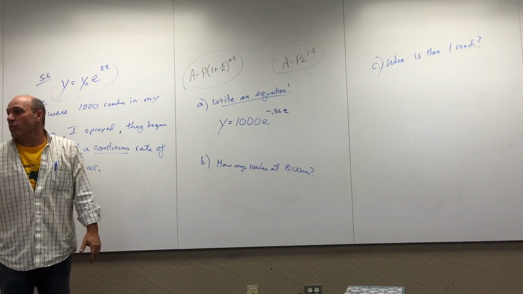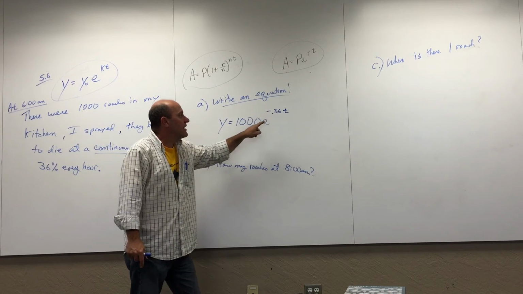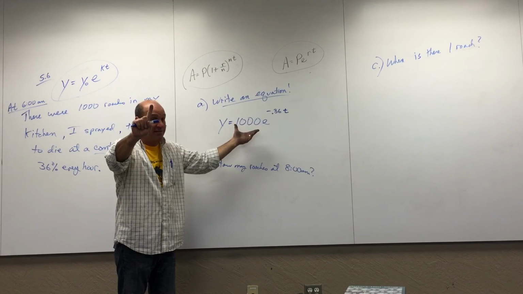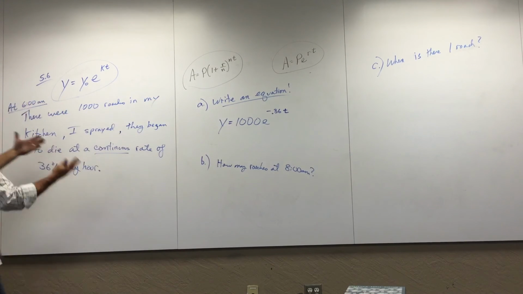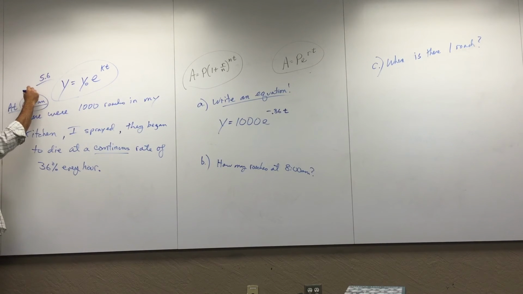You with me? And by the way, when t is 0, plug in a 0. When t is 0, what do you get? e to the 0, which is 1, times 1,000. You get 1,000 roaches. That's when t is 0, when this problem started, you get 1,000 roaches. And by the way, 6 a.m., t is 0.